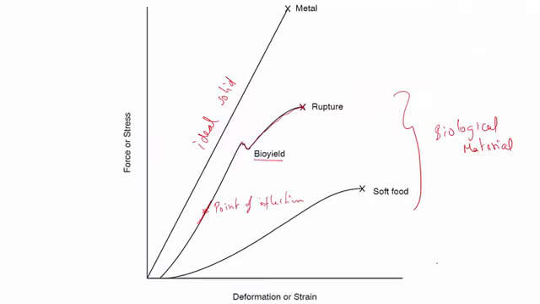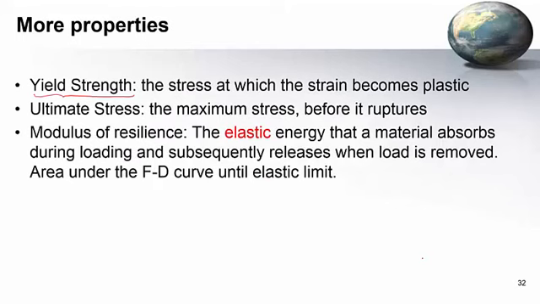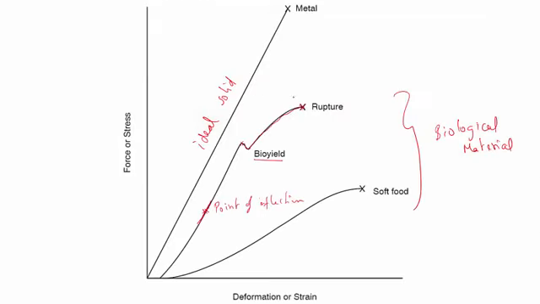Okay? And another one is the ultimate stress. The ultimate stress is the maximum stress before it ruptures. Definitely you don't want to reach it. That is this stress, right? This is the rupture or the ultimate stress. That is also a property of a material.